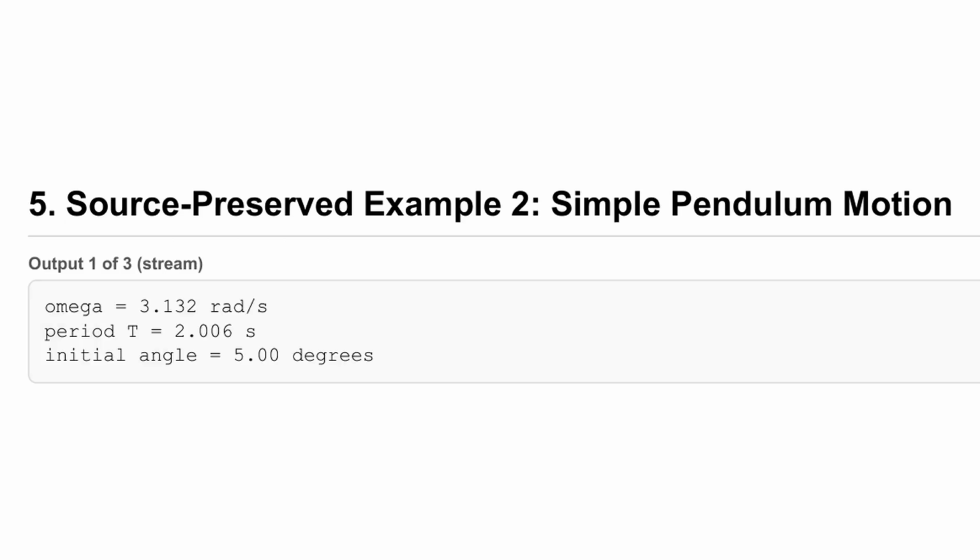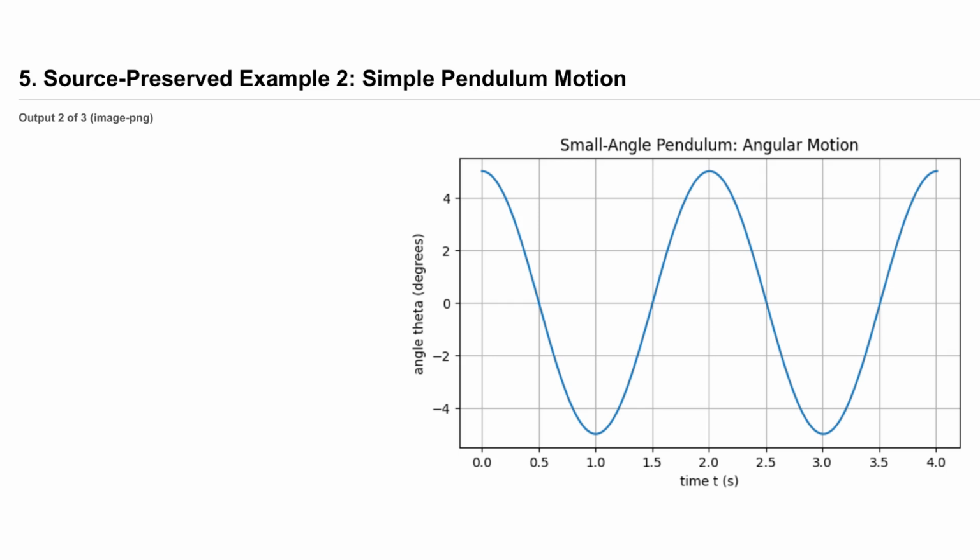the screen. Our printed output confirms our theoretical values, displaying an angular frequency of roughly 3.13 radians per second and a period of just over 2 seconds. It also re-verifies that our initial angle was correctly interpreted as 5 degrees, ensuring our small angle assumption remains physically sound. Our first pendulum plot shows the time history of the angular motion.